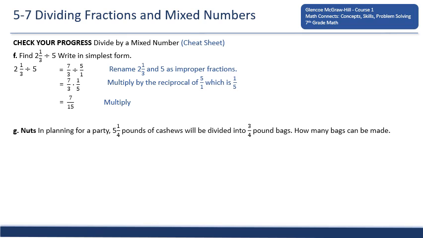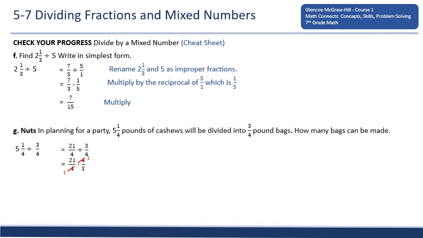Nuts and planning for a party. 5 1/4 pounds of cashews will be divided into 3/4 pound bags. How many bags can be made? So we're going to divide 5 1/4 divided by 3/4. Sorry about that. And the first thing we need to do is convert 5 1/4 into an improper fraction. So 5 times 4 is 20, plus 1 is 21, divided by 3/4. And now we're going to multiply times the reciprocal of 3/4. So we have 21 over 4 times 4/3.